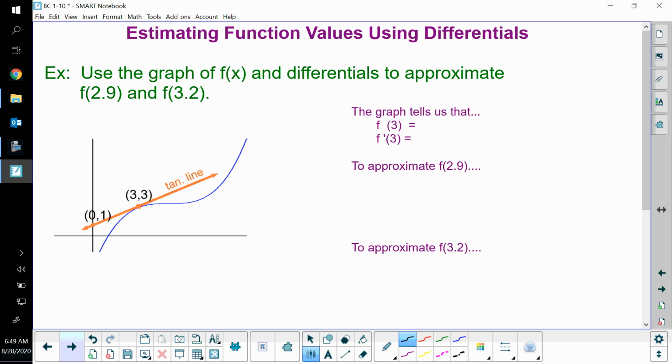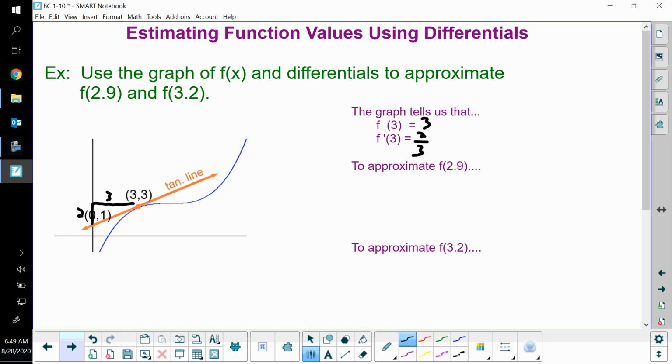All right, so here's another example. We've got a curve here. Some things we can determine from the curve. 3, 3 is the point of tangency. So we know that f of 3 is just 3. F prime of 3 represents the slope of the tangent line at our point of tangency. We can figure that out by looking at the second point they give us on the tangent line and just doing the slope. From 1 to 3, you went up 2 and over 3, so your slope is just 2/3.